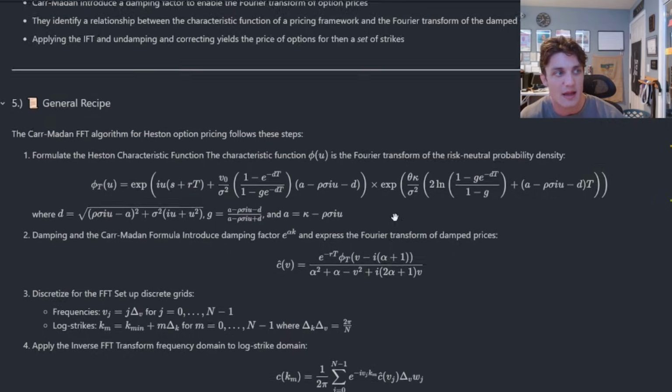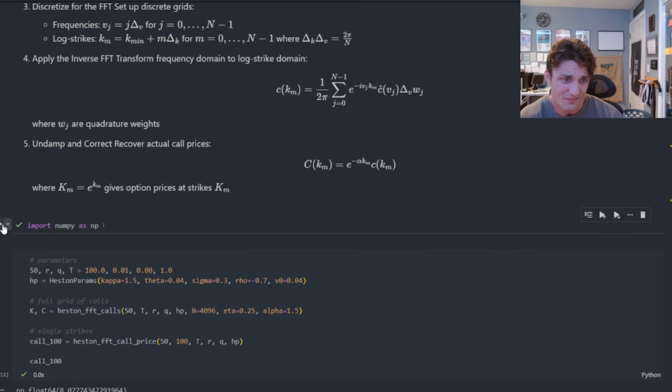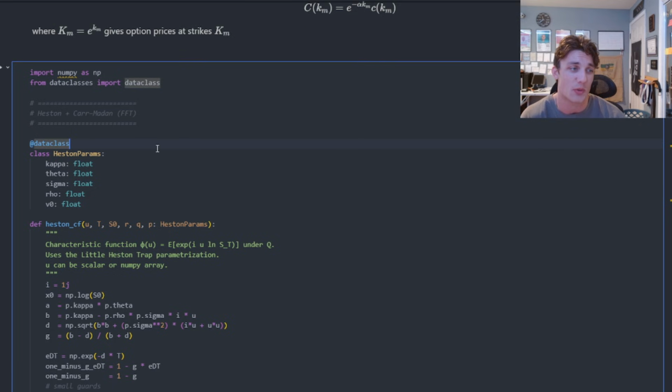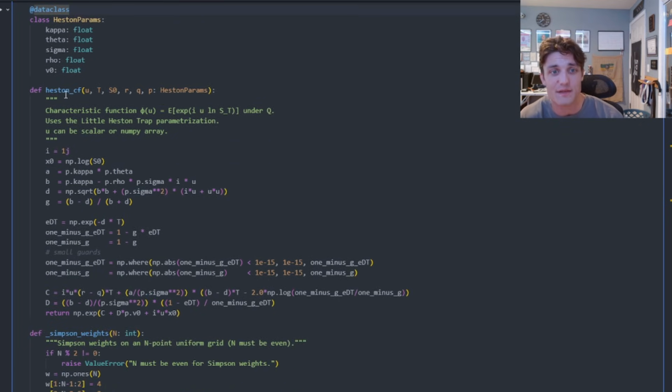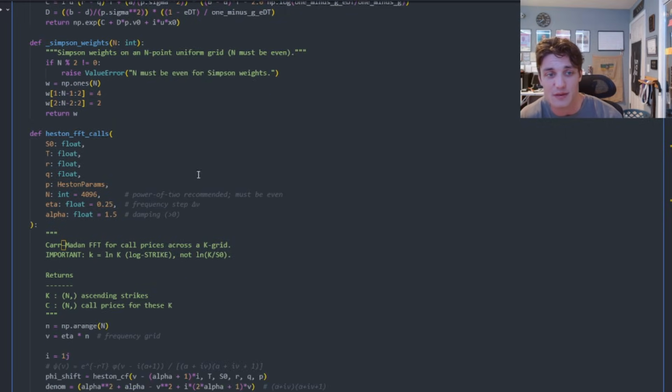And the real beast is tackling this Heston characteristic function. So what I've done in this Python code is I've defined these Heston parameters as the parameters for the Heston model that we're trying to calibrate to, say, a market implied volatility surface. And I've defined then the Heston characteristic function in terms of the necessary components along with the Heston parameters. And I've applied the Simpson weights. Again, this is the quadrature. I'll digress, perhaps a video for another day.